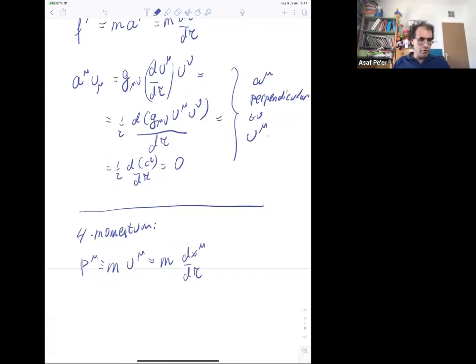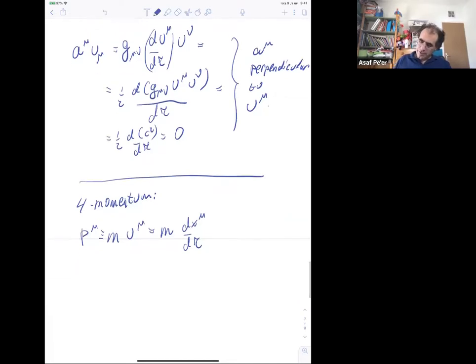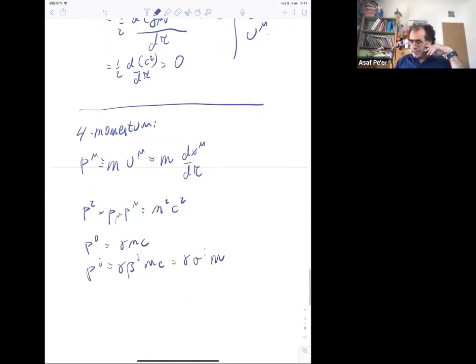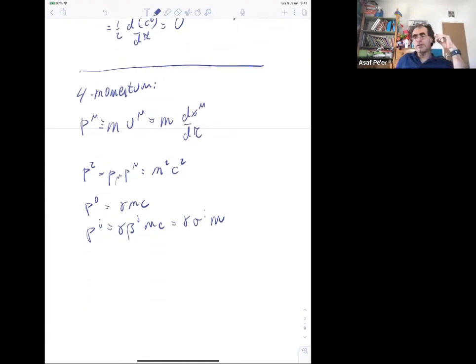What is the norm of the, well, you can immediately see that, right? So p squared, right, is just p mu, is just m squared c squared. p0 is just gamma mc, p^i is just gamma beta^i mc, or gamma v^i. Well, this is actually an exercise you're going to get to show what happens in the limit of small velocities. So I'm not going to do it right now.